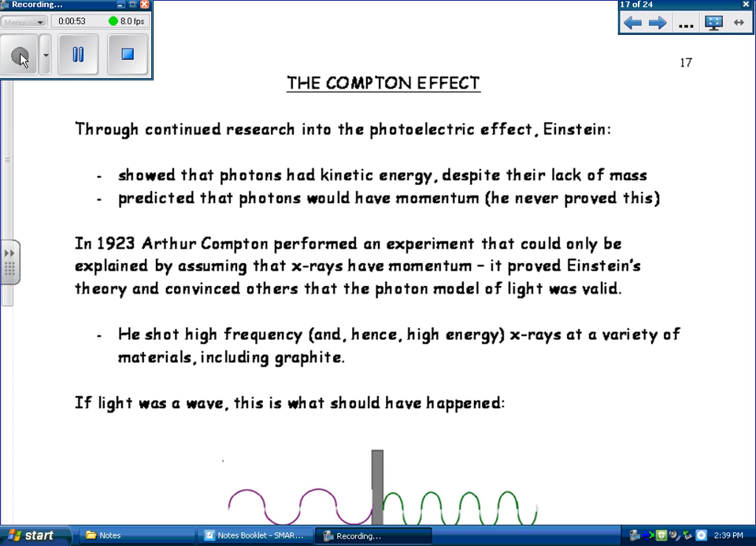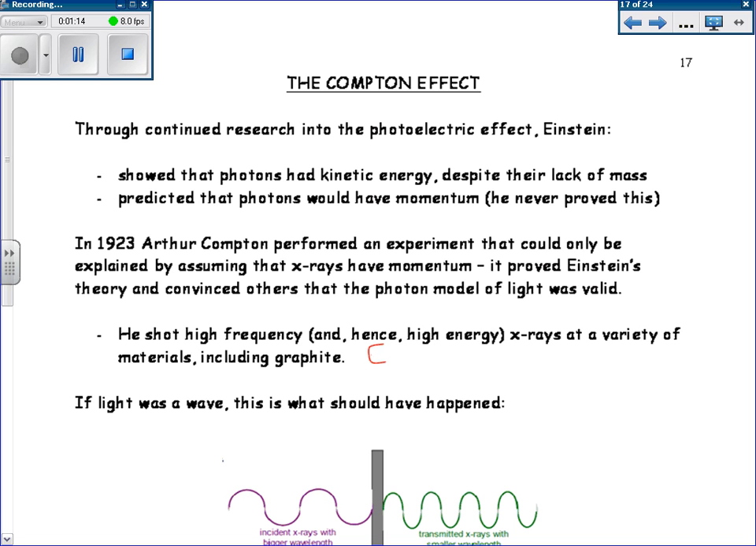light was actually valid. So again, we still have this wave model of light from the previous unit and previous concepts and theories that has been proven, and now we've got this photon model of light that's also been proven, and that's leading us towards a new model of light. So what Compton did was he shot high frequency and therefore high energy, right? Because remember that energy and frequency are related by that formula. He shot high frequency and high energy X-rays at a variety of materials, and that included graphite.